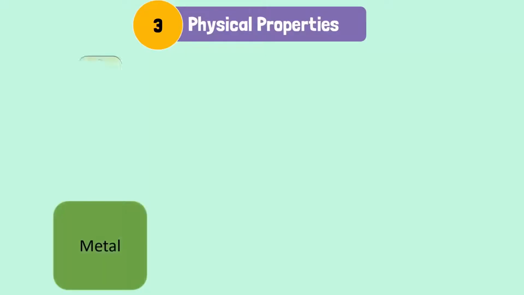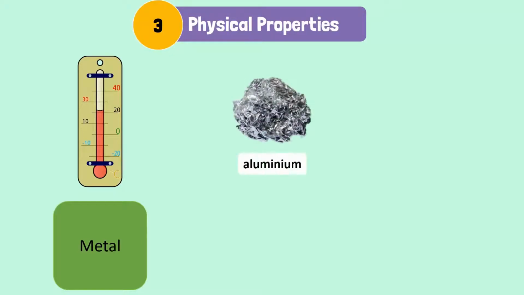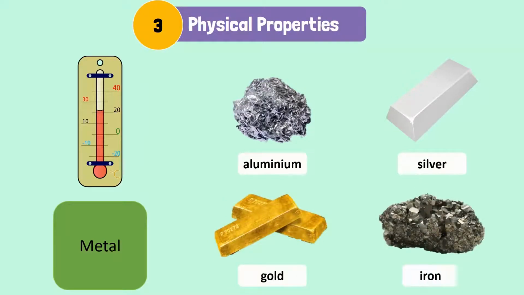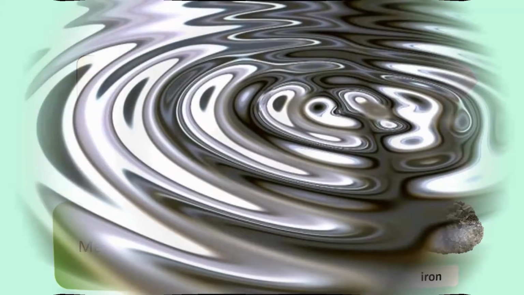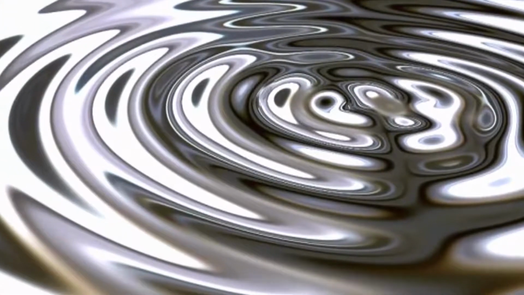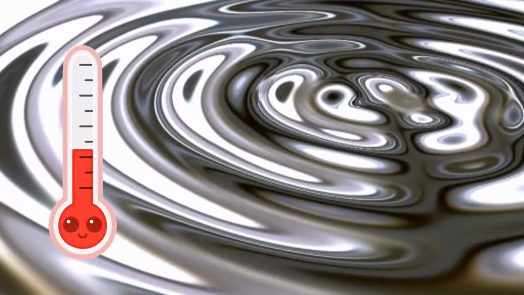Metals, on the other hand, are mostly solids at room temperature. Some common examples are aluminium, silver, gold, and iron, except mercury. Mercury is the only metal that is liquid at room temperature. This allows us to use it in thermometers.